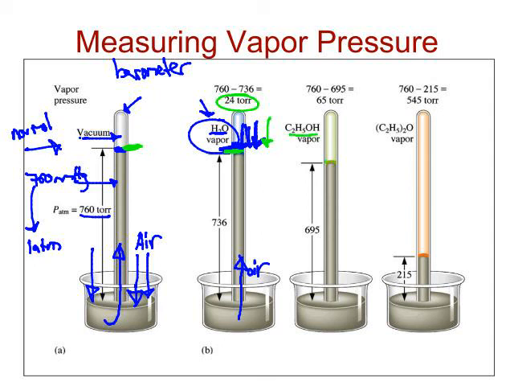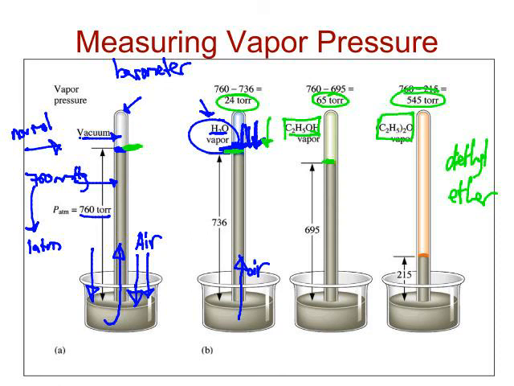In this case, we can read the vapor pressure of this right here, which is ethanol, injected into the top. We can measure the vapor pressure exerted by the ethanol. There is 65 torr. And for this one, this thing right here is diethyl ether, a fabulous nonpolar organic solvent. You can see this is exerting a whole lot more vapor pressure, 545 torr.